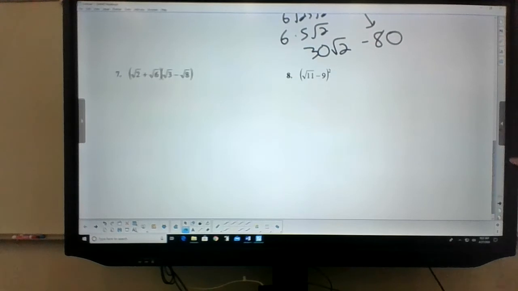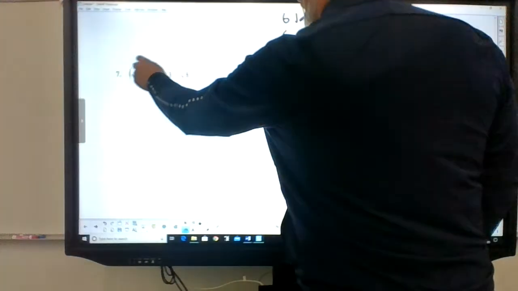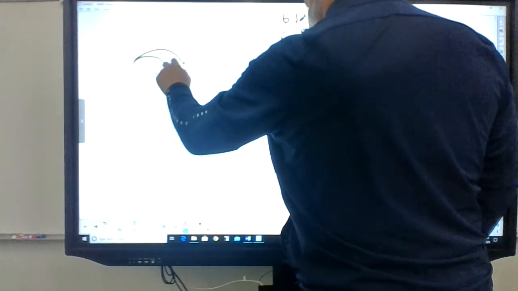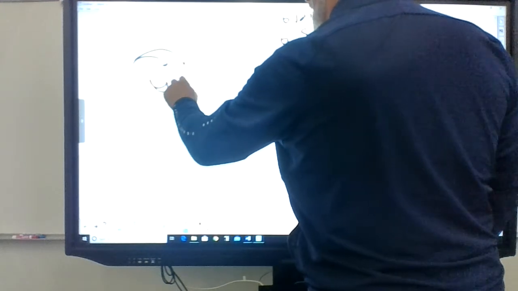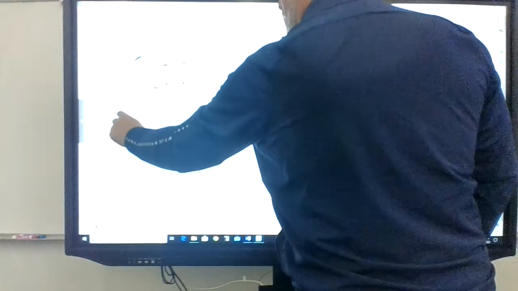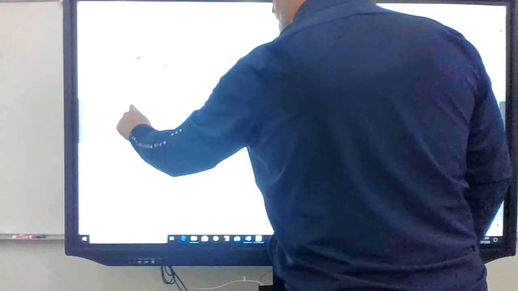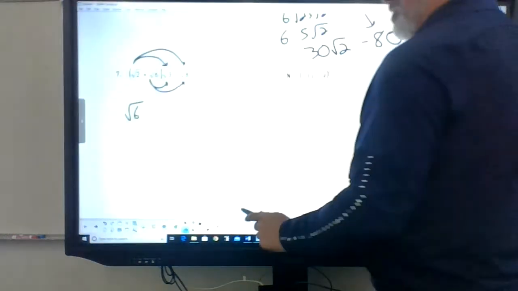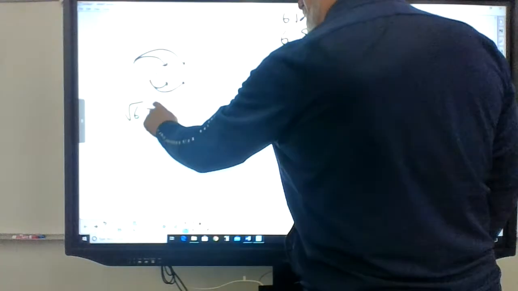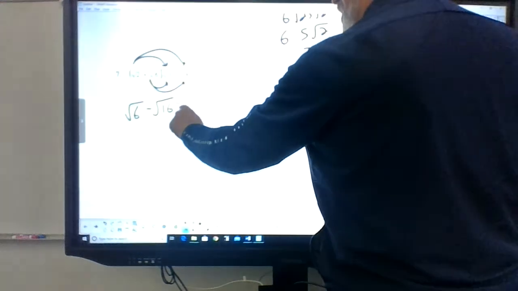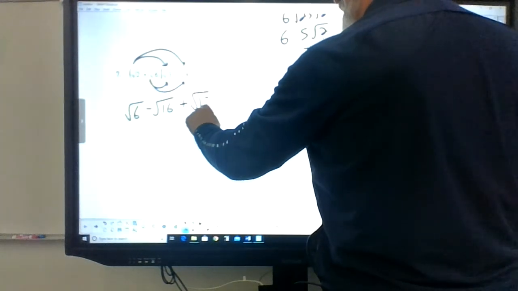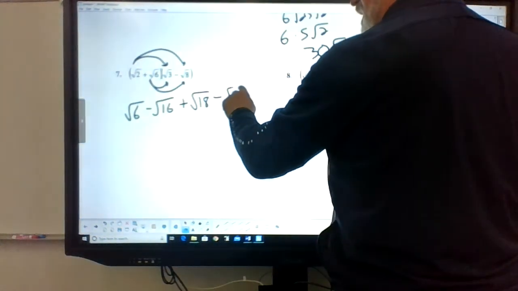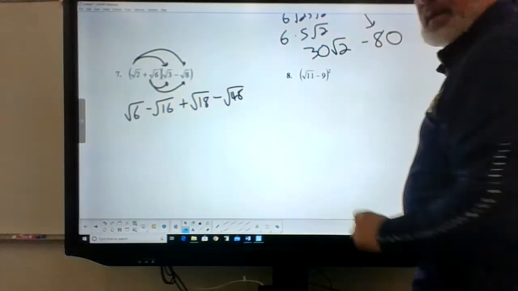Okay, let's get down to 7 and 8. Here we have FOIL problems. So again, we got 2 things times 2 things. We should get 4 answers out of this. So we're going to take the radical 2 times both things. We're going to take radical 6 times both things. Radical 2 times radical 3, radical 6, minus radical 16, plus radical 18, minus radical 48.